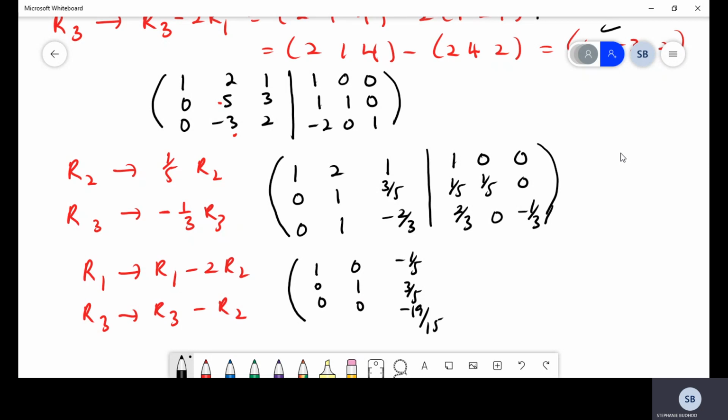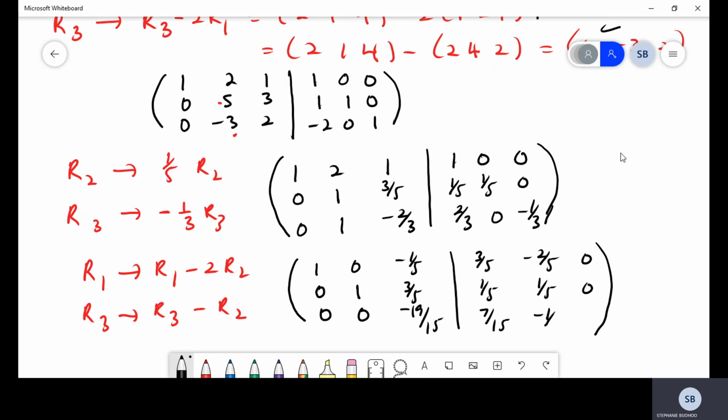I have some pre-work solutions over here that I am just simply choosing to rewrite. Let me write this clearly for you guys to see. There we go. And on the right hand side, we will get 3/5, negative 2/5, 0, along with 1/5, 1/5, 0, and then 7/15, negative 1 over 5, and negative 1 over 3.